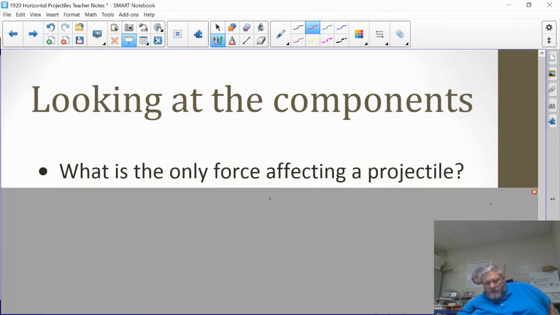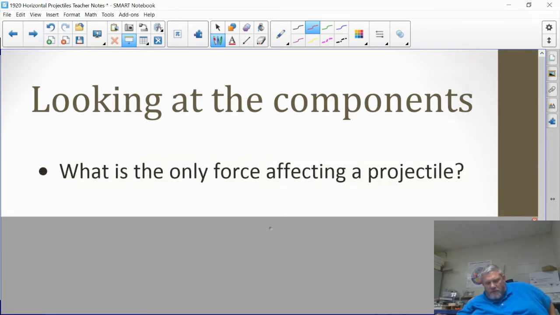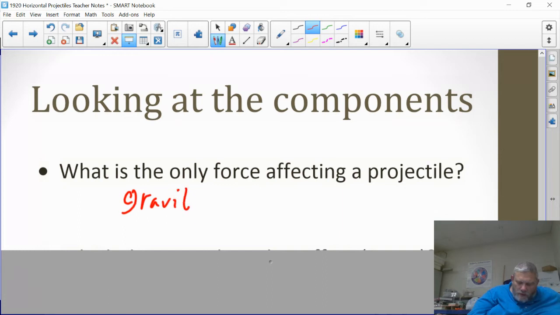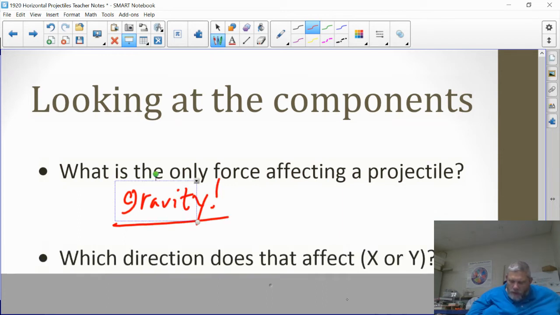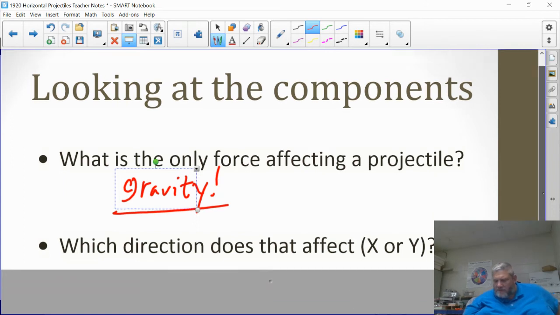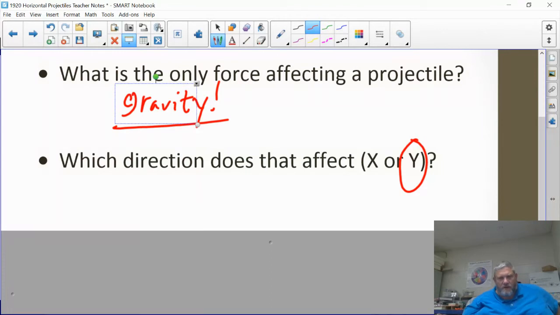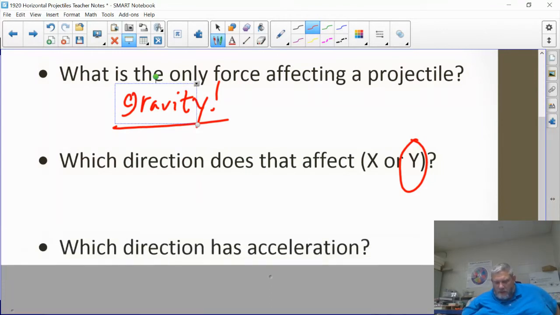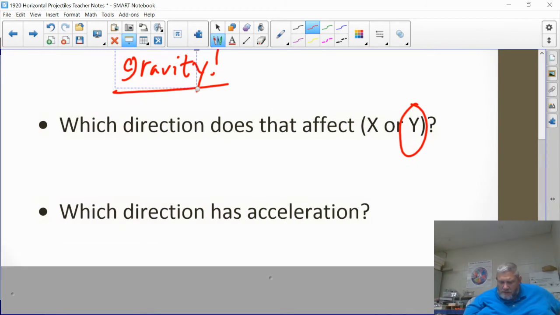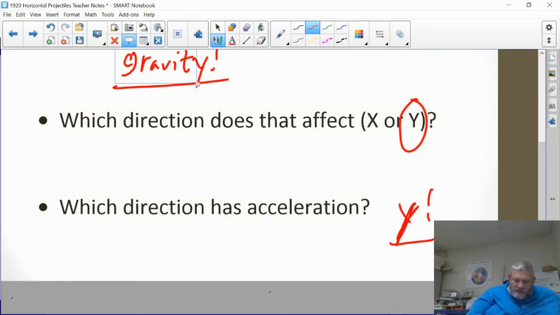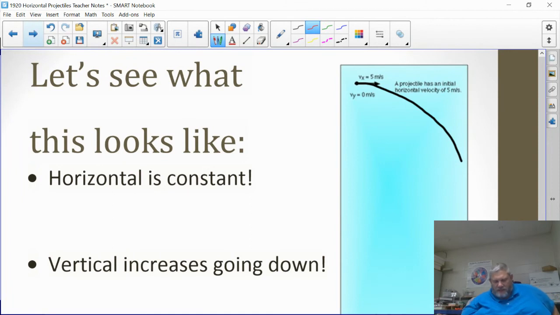Right, so let's look at those components. What's the only force that's acting on a projectile? Right, the only thing that's pulling down on it is gravity. And which direction does that affect? Does that affect the X direction or the Y direction? The vertical Y direction. So which direction has acceleration? The Y. That means the X direction is constant velocity, which is really easy to work with.